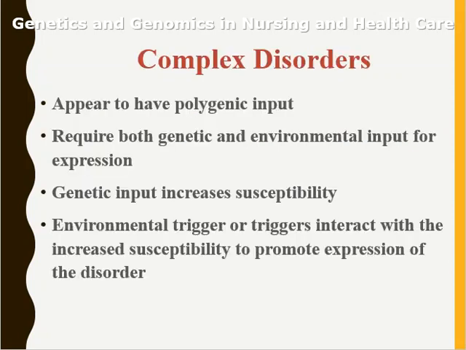And the complex disorders have a polygenic input, and they require both a genetic and an environmental input for expression. The genetic input increases the person's susceptibility to forming these autoimmune disorders. So the environmental trigger or triggers interact with the increased susceptibility of that individual to promote the expression of the disorder.